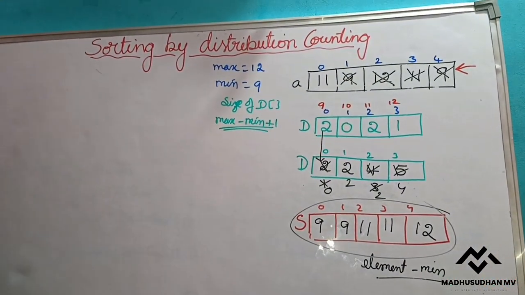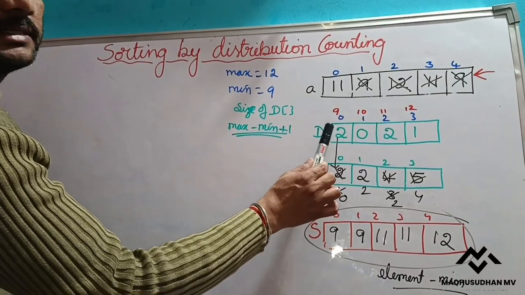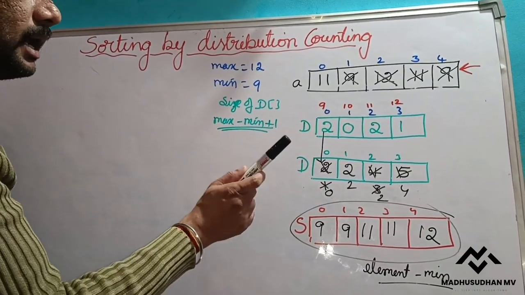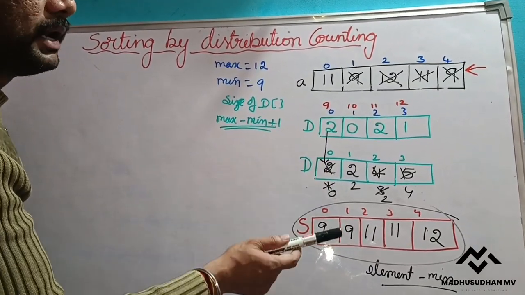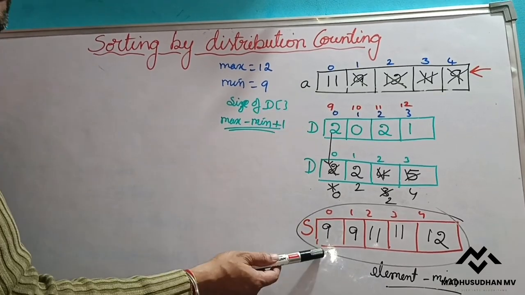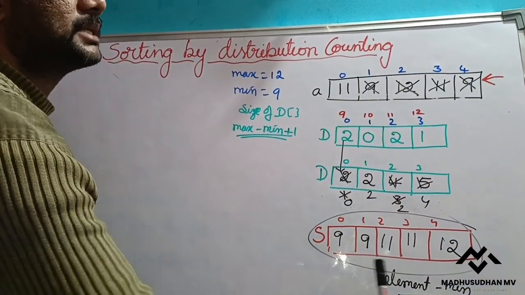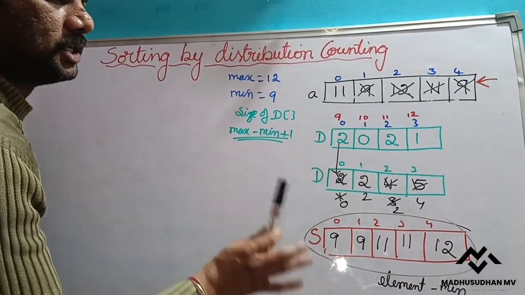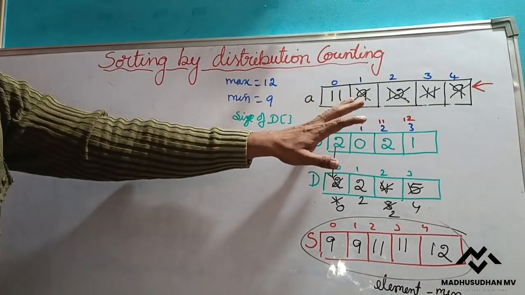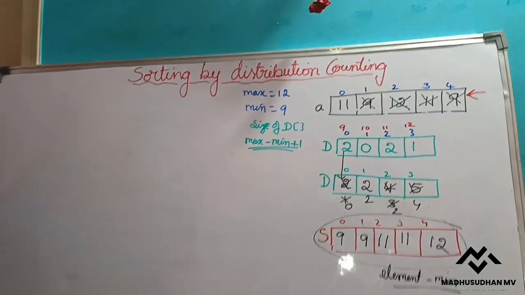Okay, now let us see how to calculate this frequency of occurrences and this one, and how to place the elements from the input array to the sorted output array. See, these are the 3 extra memory spaces I am using to store this additional information. Now let us see how to do this.